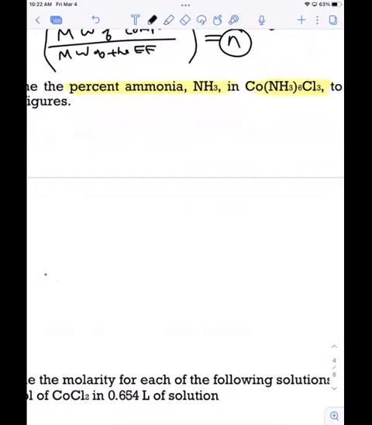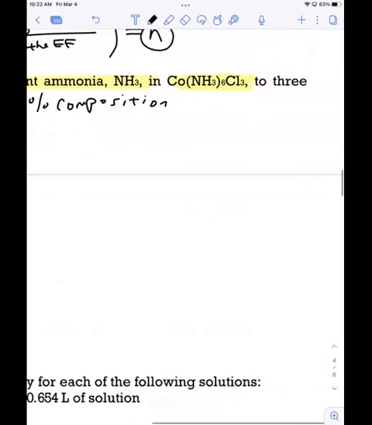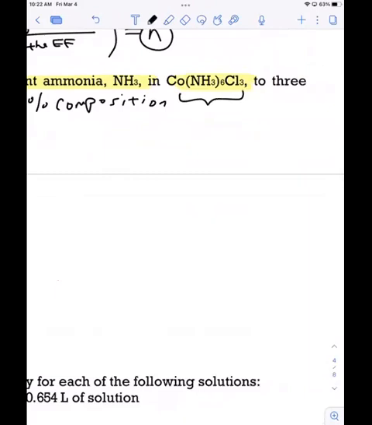Percent composition. Excellent. This is a percent composition problem. So we need to know the molecular weight of trichloro ammonia cobalt, or cobalt trichloroammonia. We need to find the molecular weight of that.